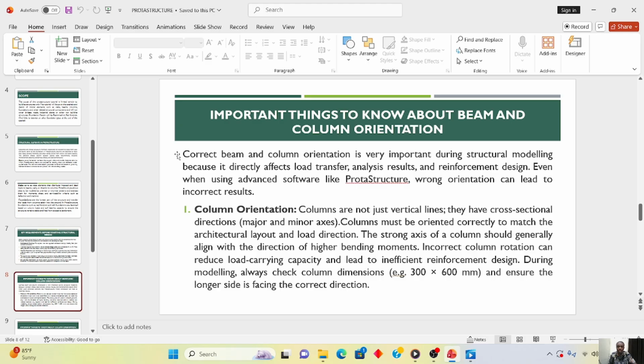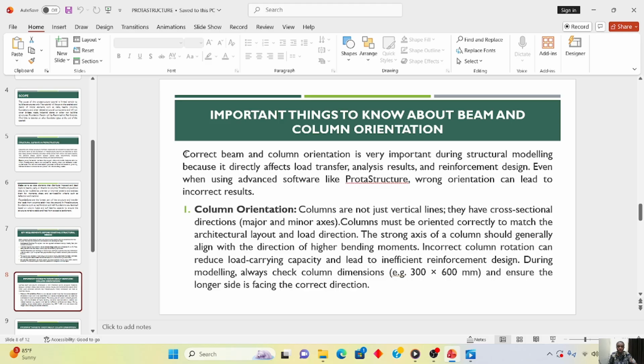Now, analysis results and reinforcement designs are also very important during structural modeling because it affects, like I said, your load transfer. Okay.